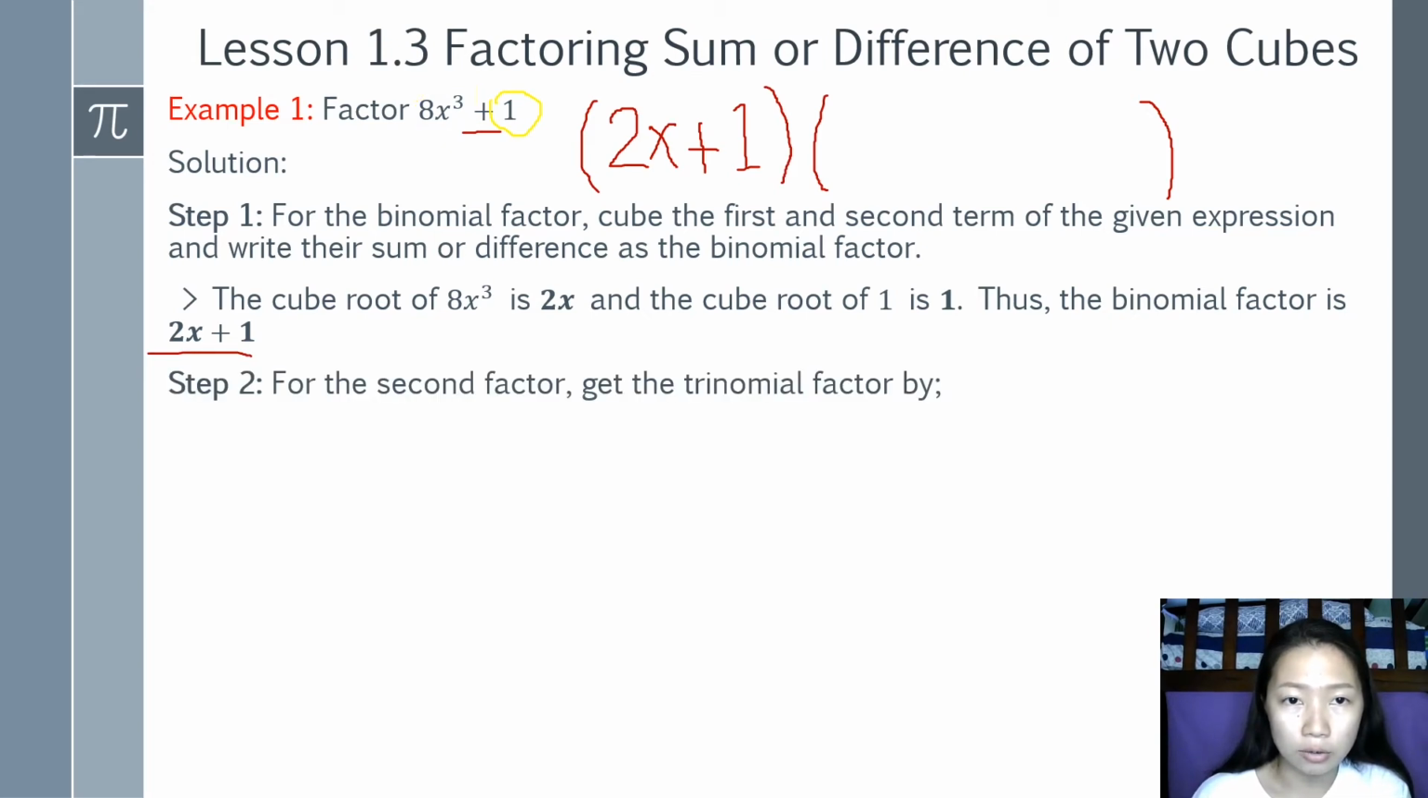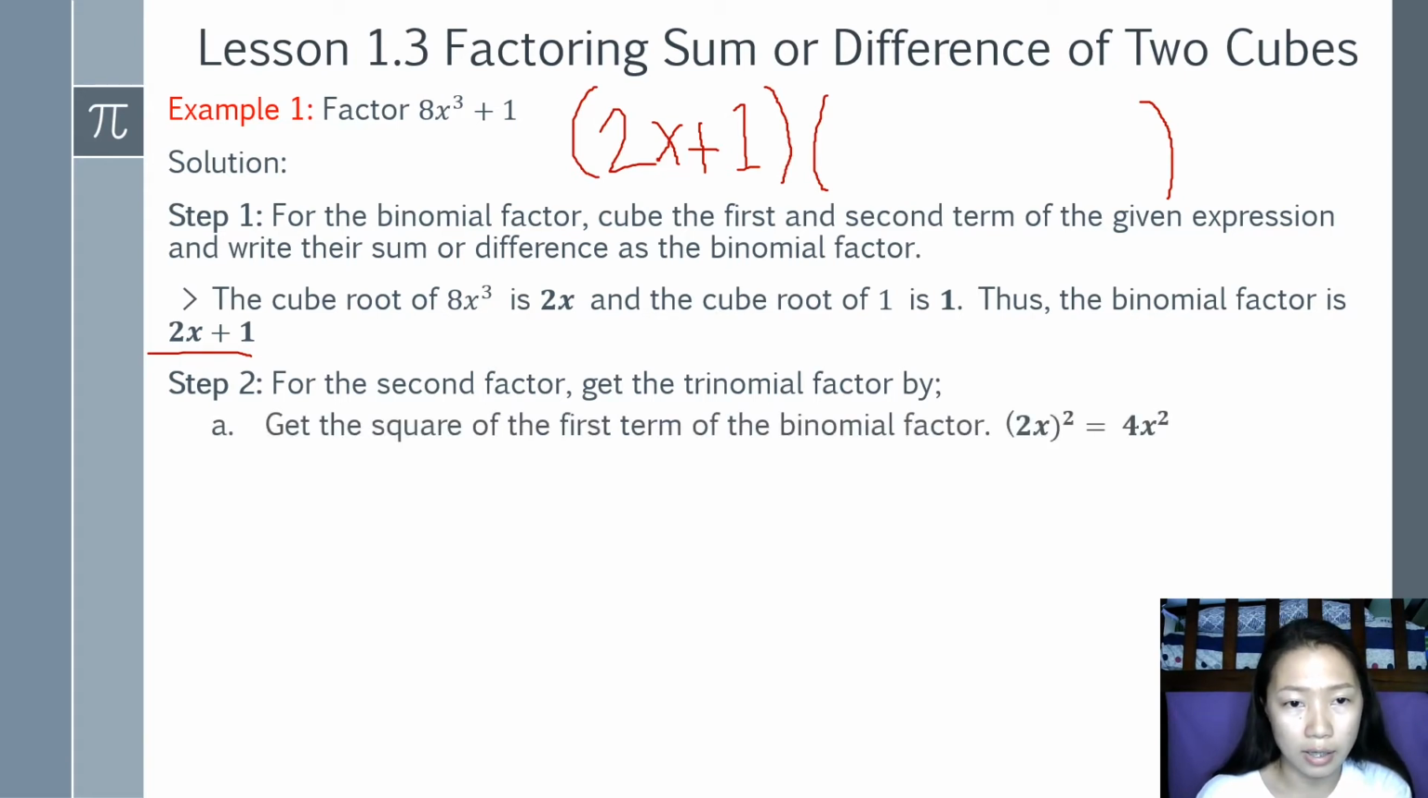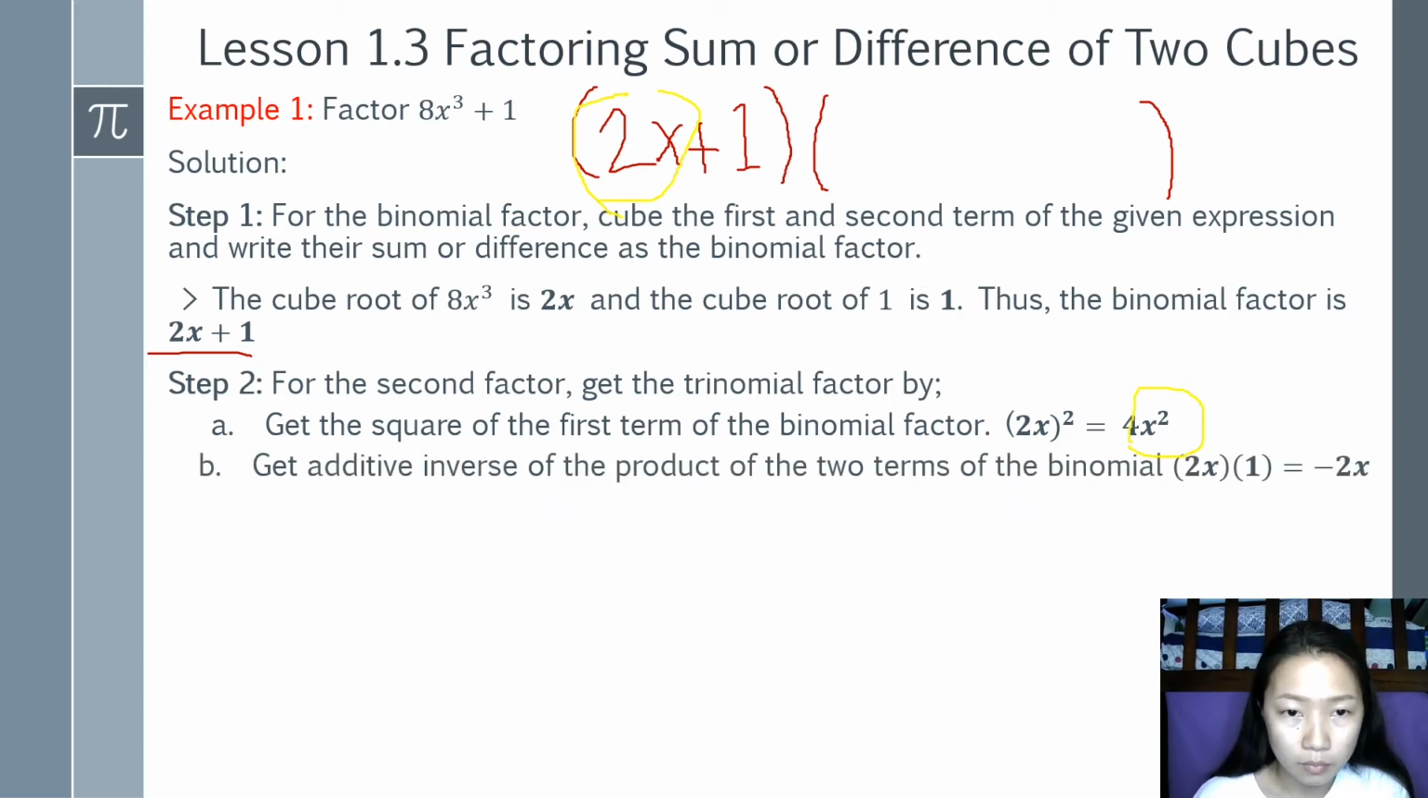For the second factor, get the trinomial factor by A. Get the square of the first term of the binomial factor. Kukuhanin mo raw yung square ng first term ng binomial factor. 2x times 2x is 4x squared. Letter B. Get the additive inverse of the product of the two terms of the binomial. Kukuhanin mo raw yung product ng dalawa. Product ng 2x, tsaka 1. Imumultiply mo lang. 2x times 1 is 2x.